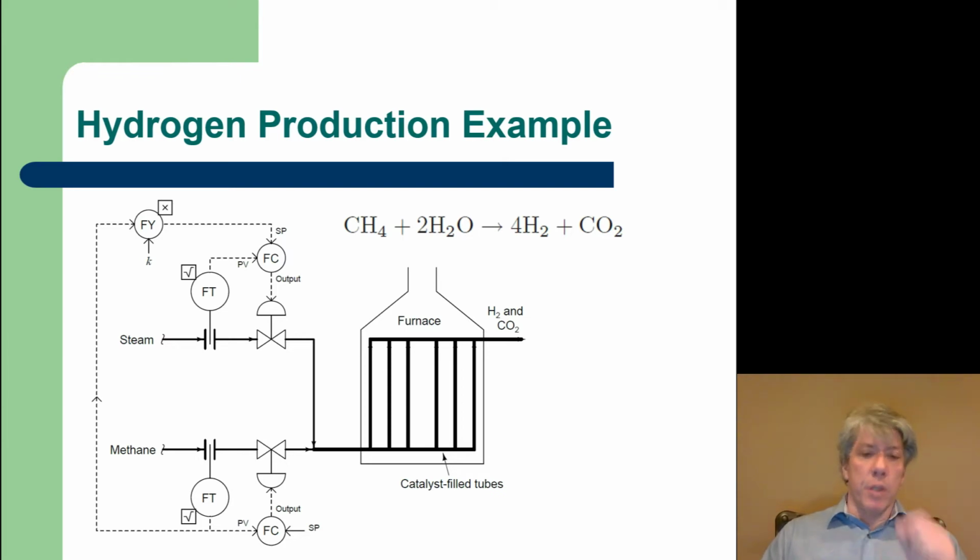Notice that the actual measurement of the methane flow rate, though, also wraps around to the top to FY, which is a ratio device or mathematical device that multiplies the methane flow rate by some constant K in order to compute a set point for the steam flow, which is controlled by the upper FC on the steam line, with the flow transmitter for the steam line as well to measure the actual flow and change the valve to get some ratio of the methane flow. If you look at the stoichiometric setup in the chemical equation, you can figure out what the ratio theoretically would need to be.